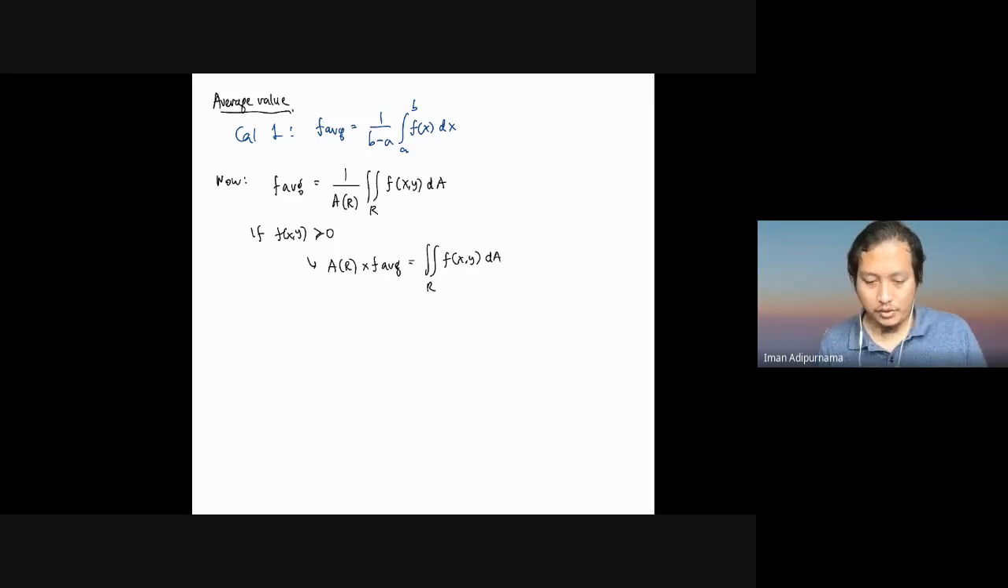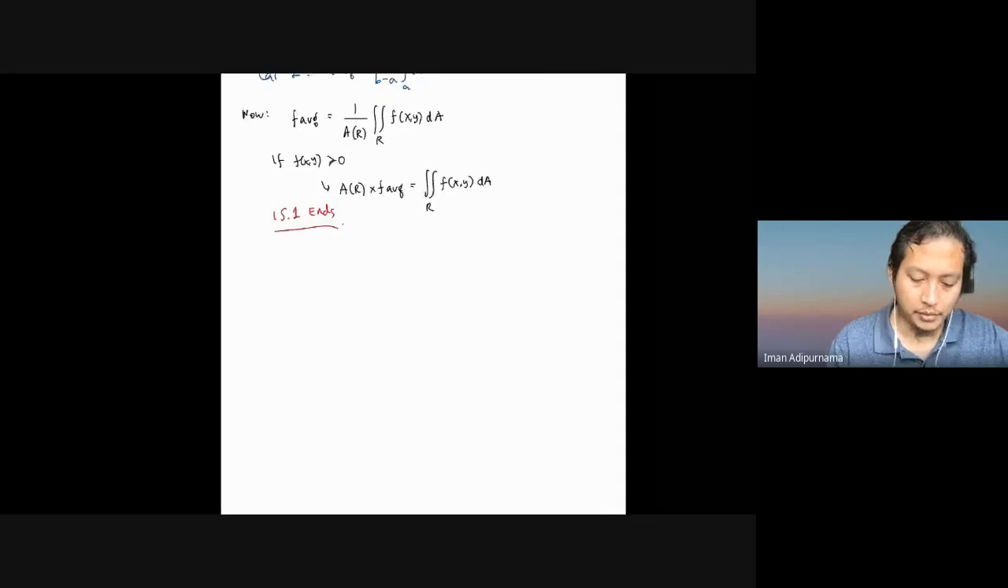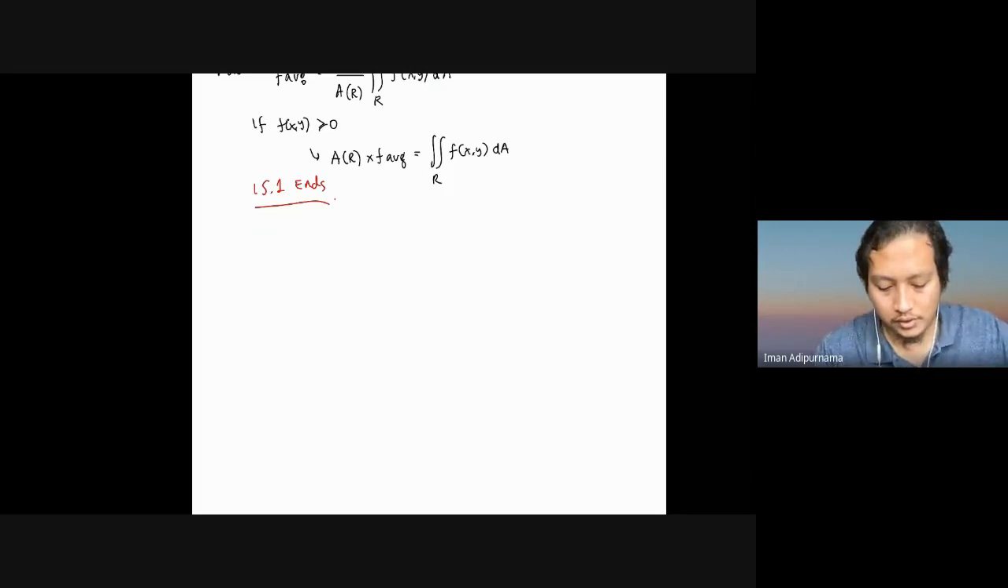Okay, I think that will be the end of 15.1. For today, I can make it up until 15.2 or 3, maybe just a little bit of 15.3, but probably focus more on 15.2. So this is 15.1. I'm skipping a lot of things in 15.1, including the Riemann sum. I'm skipping that one.